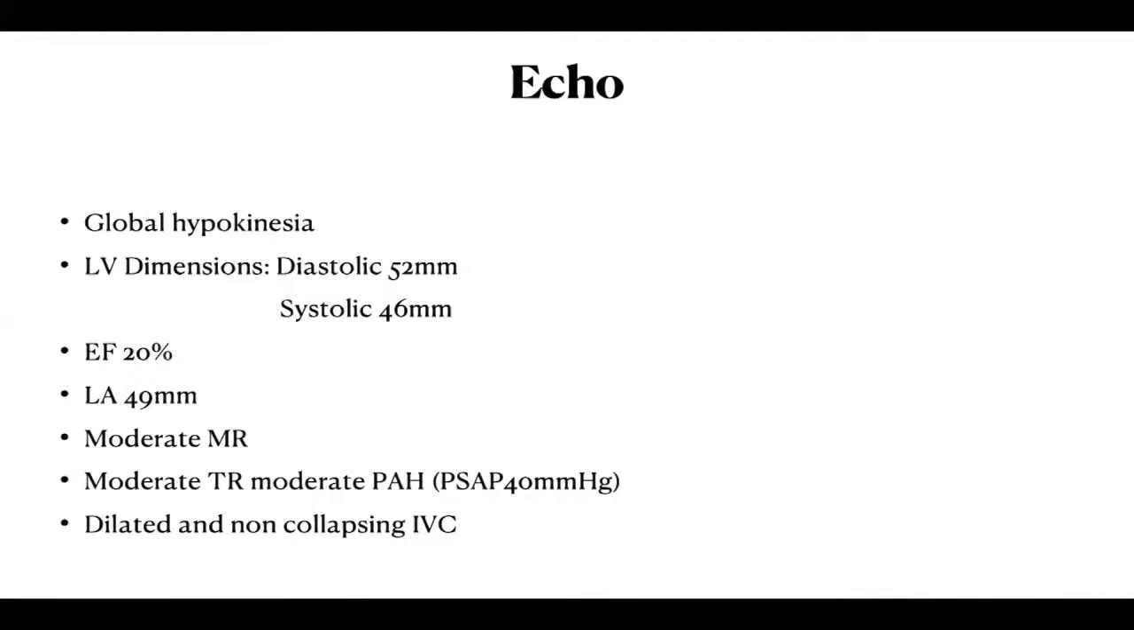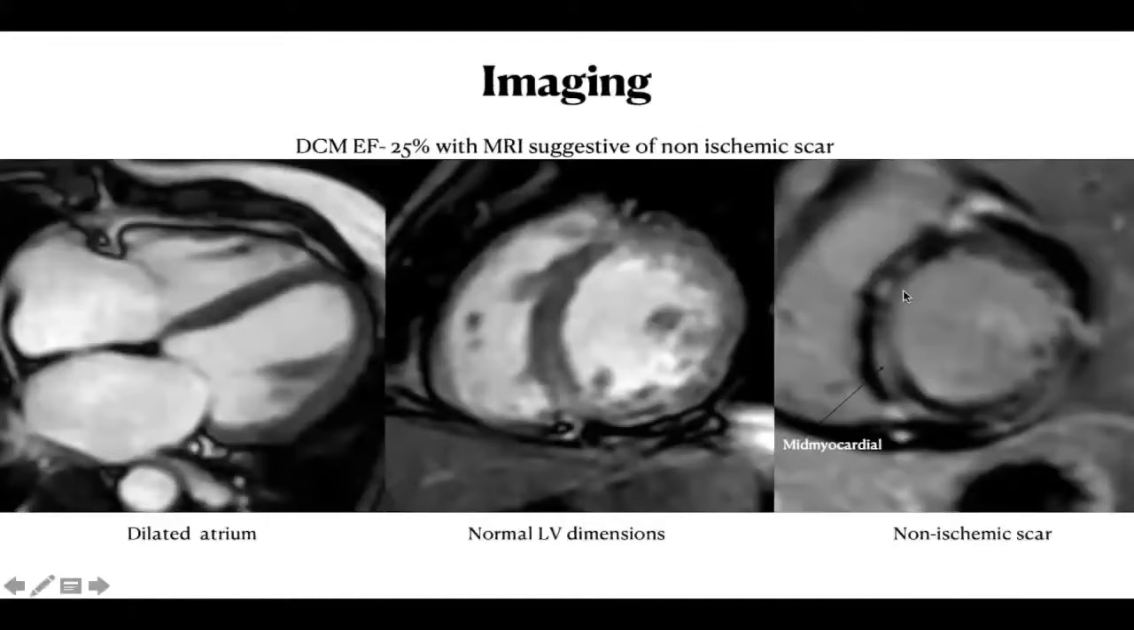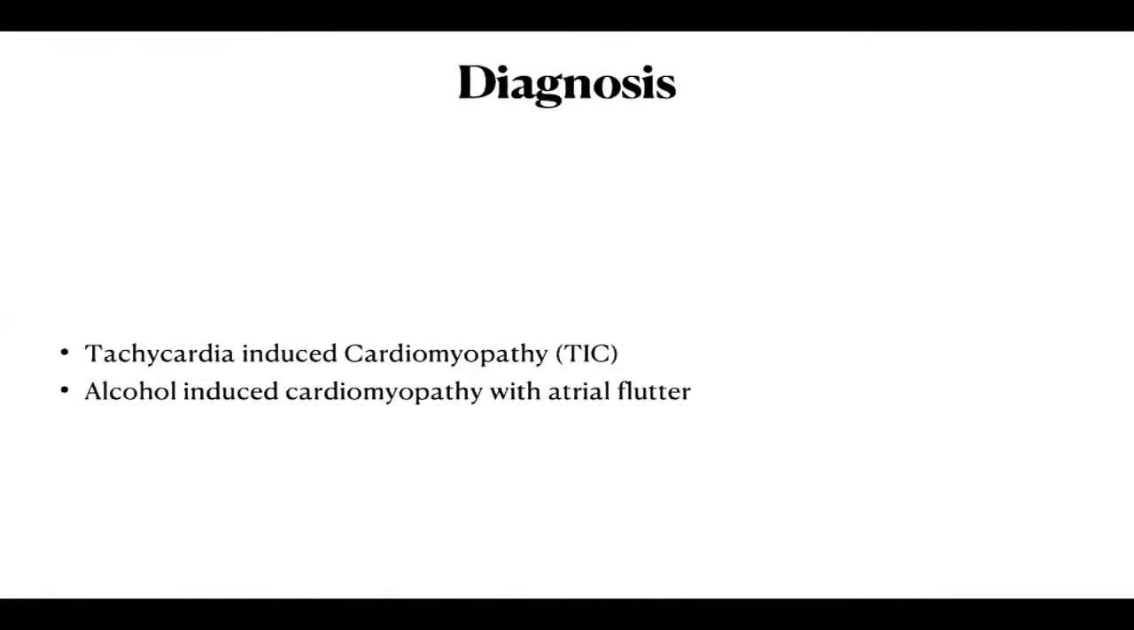To see if he had any other cause for his dilated cardiomyopathy, we also got an MRI done for him, which showed mid-myocardial scarring, but he also had normal LV dimensions with dilated atrium. His EF was only 25%. So the differential diagnosis for this cause of heart failure was down to 2, being tachycardia-induced cardiomyopathy or alcohol-induced cardiomyopathy with atrial flutter.